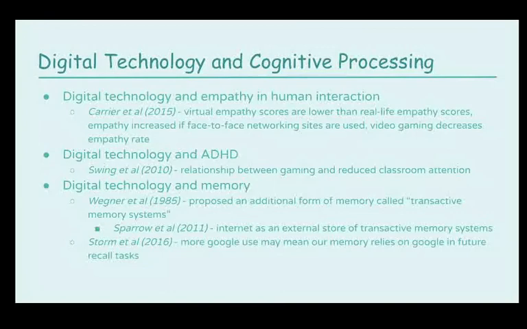So for example, if a dad doesn't remember birthdays, the dad would rely on the mom because the mom does remember them. Or for example, the mom doesn't remember movie actors because the son does remember the movie actors. And then another study by Storm et al. in 2016 was about how Google use may mean that our memory will rely on Google in the future rather than recalling the actual memory itself.